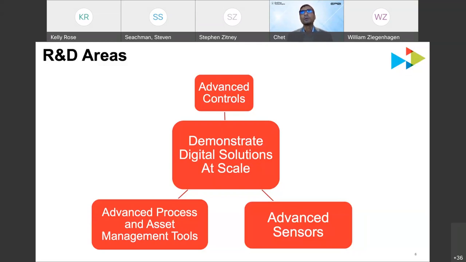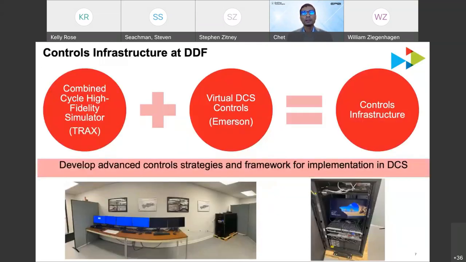Steve, next slide. So what are some of the things that we are looking at for the infrastructure at the digital demonstration facility? So we have purchased a simulator, a high fidelity combined cycle simulator. The simulator is from Trax with the Ovation Emerson controls for a balance of plant.